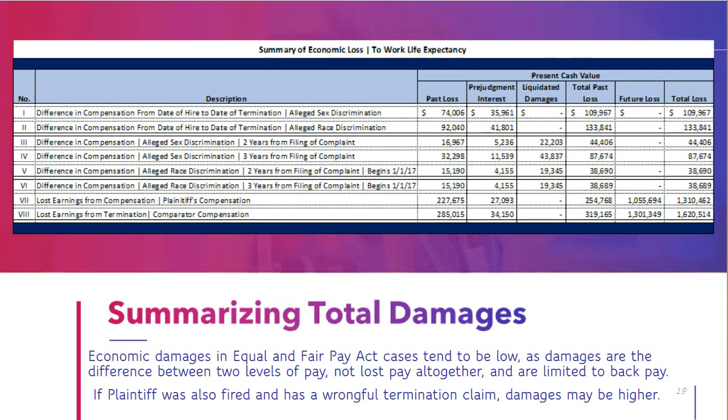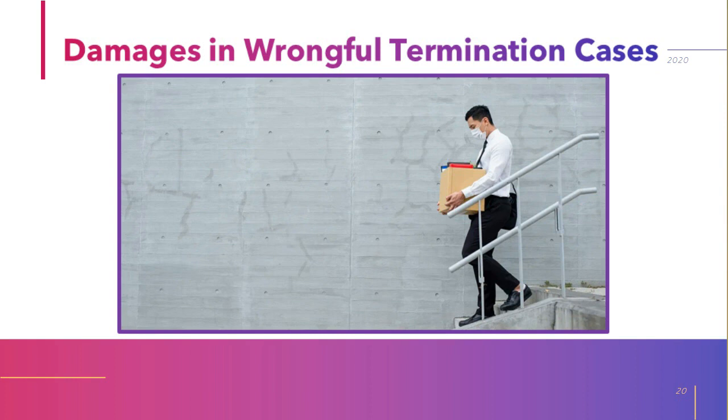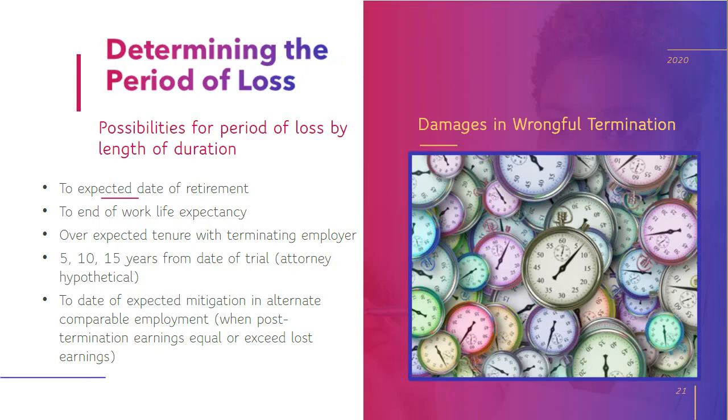I'm going to move on to damages in wrongful termination cases. Wrongful termination cases are usually the kind of employment case that I am most frequently asked to calculate damages on. And in wrongful termination cases, usually the things that are going to determine damages are a couple of factors. The most prevalent one is determining the period of loss. The possibilities for the period of loss by length of duration in a wrongful termination case is, can you take the plaintiff all the way out to the date of expected retirement?